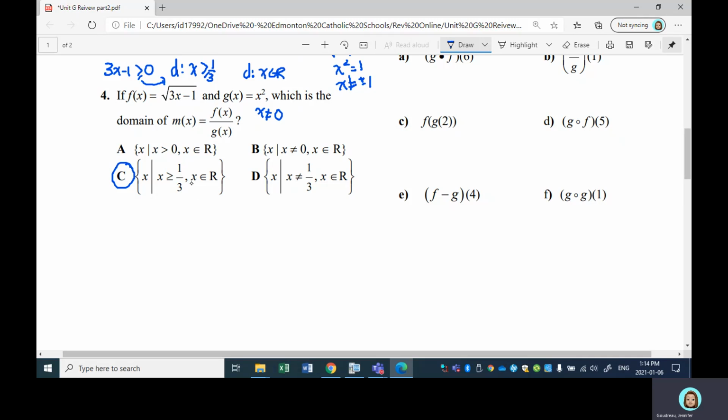So again, just to reiterate, when we're adding, subtracting, and multiplying, the domain of our combined function is going to be the domain that's common to the individual functions. Same with division, but we also must look at where the denominator is 0.